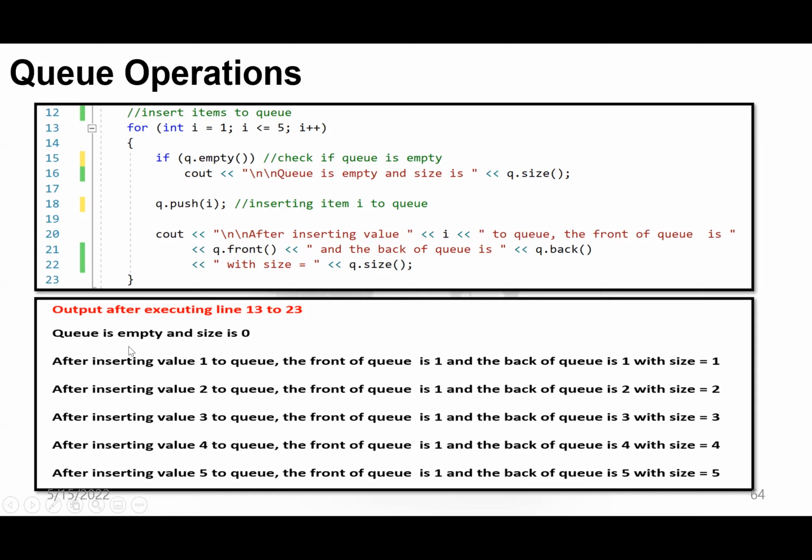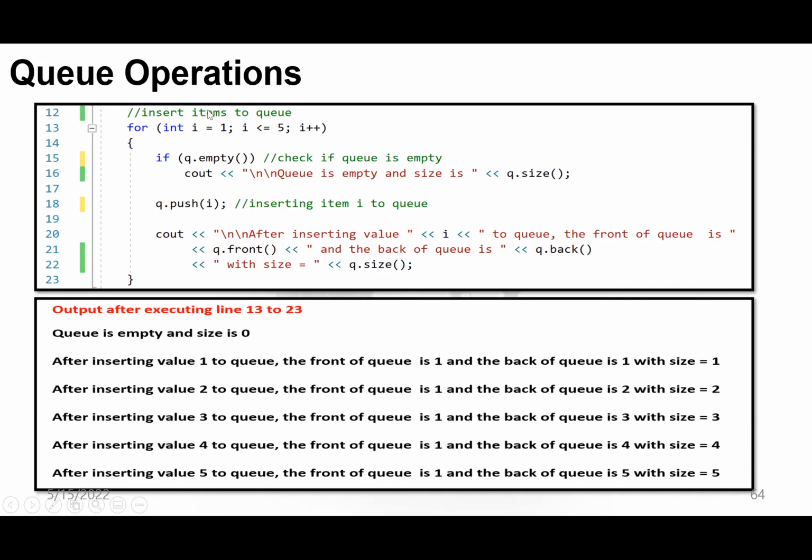You can see that initially it prints that the queue is empty and the size is 0, because we haven't inserted any value. After I call queue.push(i), where i is 1 for the first time, it prints this message after inserting value 1 into the queue. The front of the queue will be 1 and the back also will be 1, because now you only have 1 node inside your queue. And the size of your queue is 1.